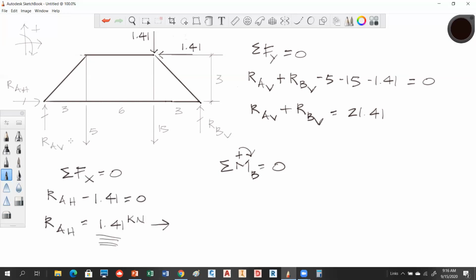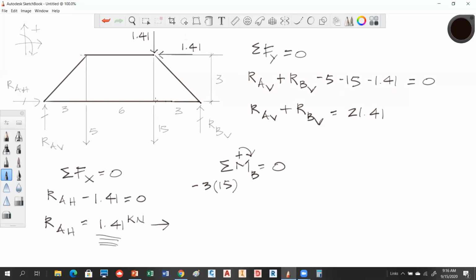So I'm going to be solving for R_AV is what's going to happen. I'm going to start here: 3 meters times 15 kilonewtons, and it's turning it counterclockwise. So that's going to give me a negative rotation of 3 times 15. So that's this guy times that. Rotation is like that.